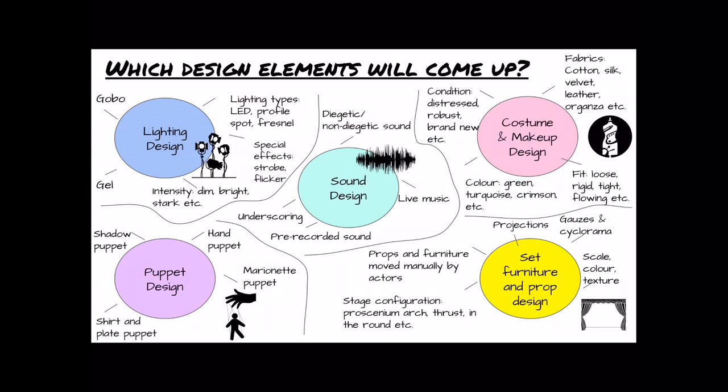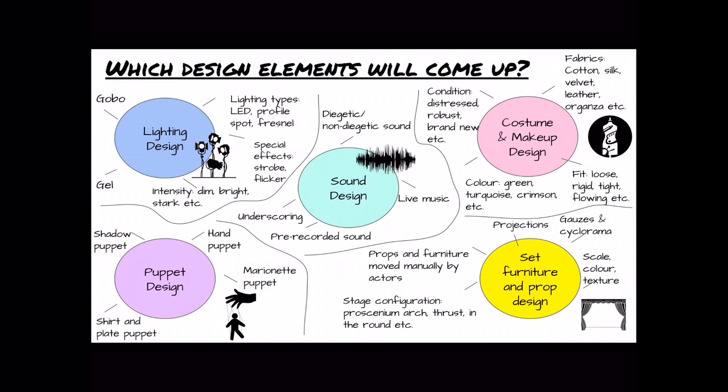I thought it might be helpful to have a look at the different design elements that could come up in the paper. For example, in lighting design, I've talked about special effects you might mention, such as strobes or flickers, keywords such as intensity, being dim, bright, stark, using gobos, gels or specific lanterns, is it a profile spot, LED lights. Each of those design elements gives you an example of the detail of the keywords you would need to use, because that's what the exam board are going to be looking for, your expert knowledge on design in relation to the question on your set text.